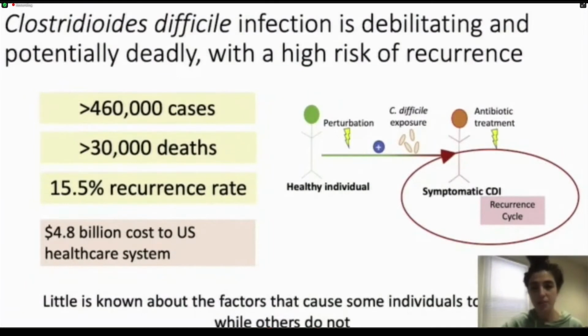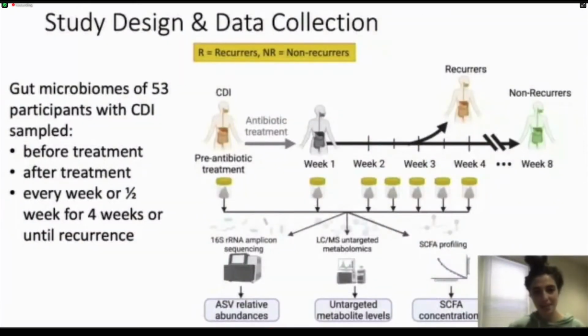At this point, research into factors that cause individuals to recur is limited, and there's no reliable way to predict CDI recurrence after initial infection. To this end, we conducted a study that collected fecal samples from participants diagnosed with CDI before treatment, after treatment, and for 4 weeks or until recurrence. All samples were analyzed to determine the unique microbes and metabolites present in the gut.